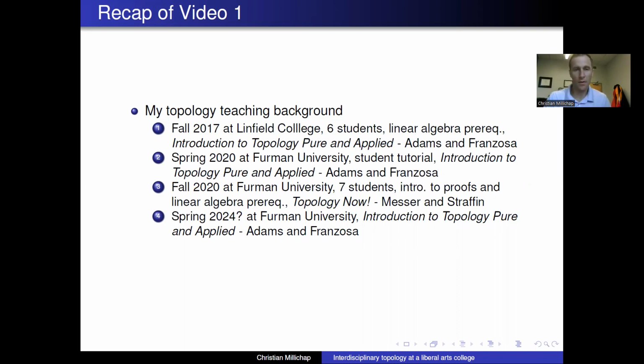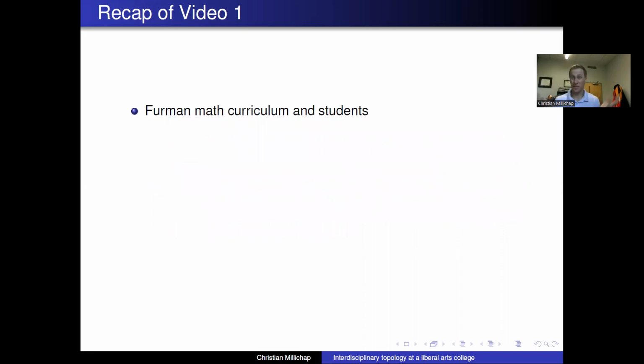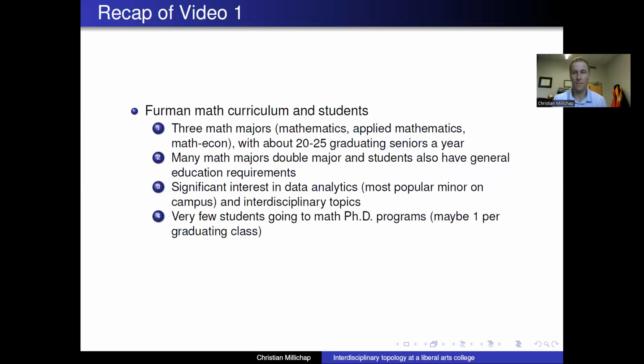And the other thing I wanted to mention was just, again, who are the students I have? Because this really motivates what I want some goals for my class to be, and how can I connect the student interests along with hitting on departmental goals of what we want students to get out of this type of class. So again, I talked a little bit about the different math majors at Furman. We have 3 different math majors: mathematics, applied math, math econ. We have about 20 to 25 graduating seniors a year in our school of 2,500.